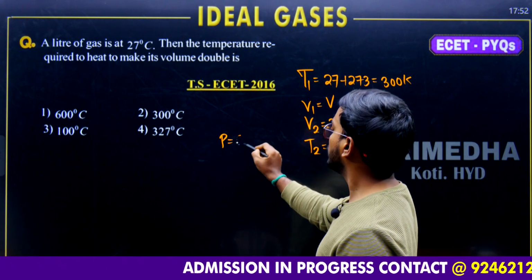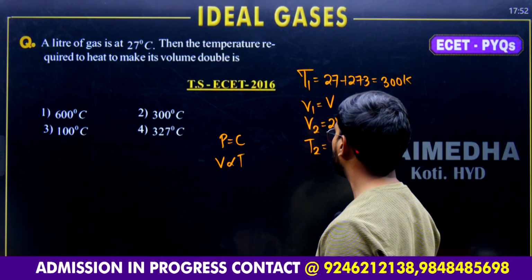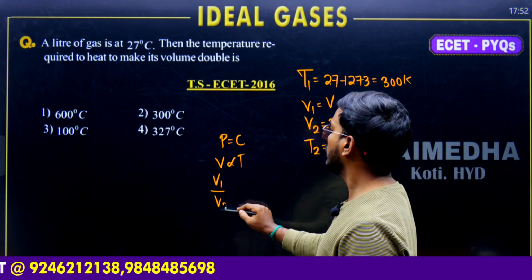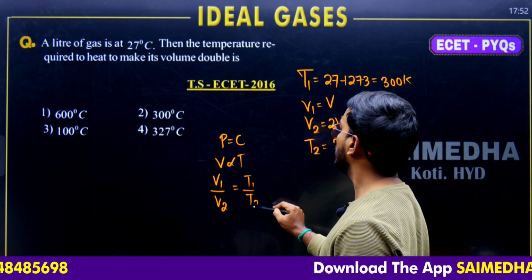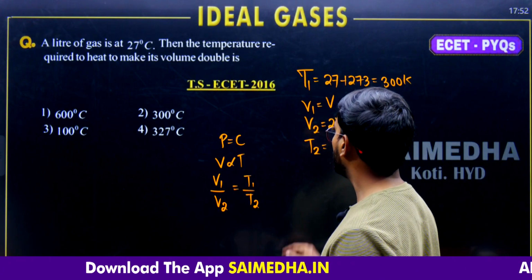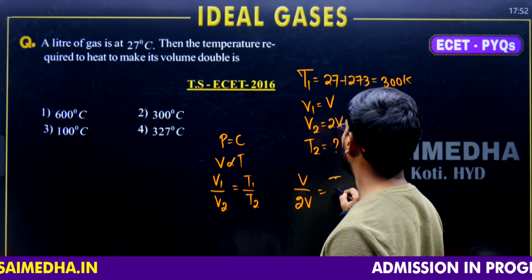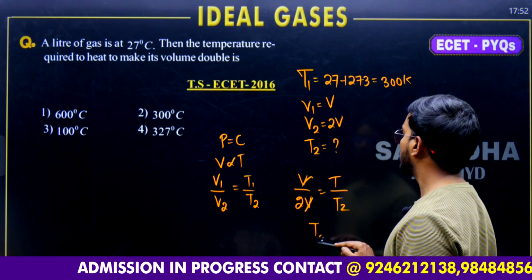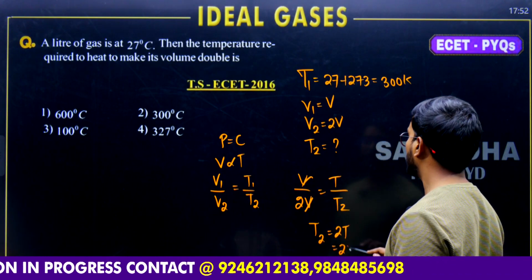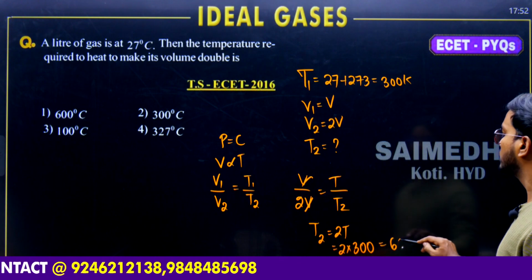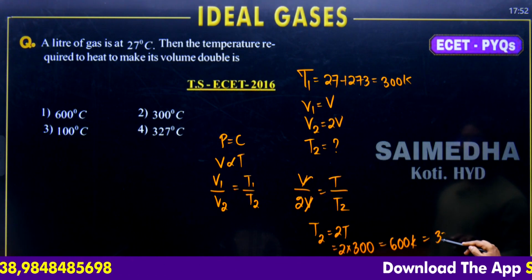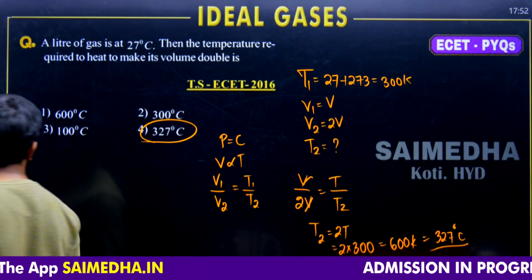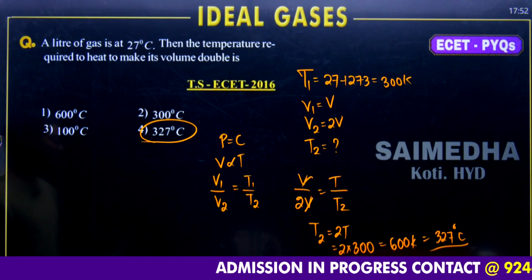If pressure is kept constant, then volume is directly proportional to temperature. If volume increases twice, temperature also becomes twice. That is V1 divided by V2 is equal to T1 divided by T2. V1 is V, V2 is 2V, then T1 is T, T2 is what? V cancels, T2 is 2T. That is 2 times 300, that is 600 Kelvin, that is 327 degrees Celsius. 327 degrees Celsius is the final answer. See, this is a repeated question.